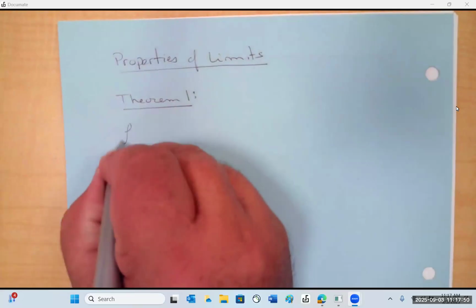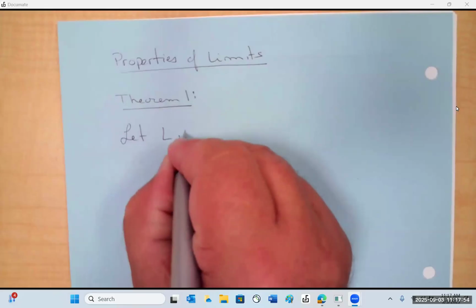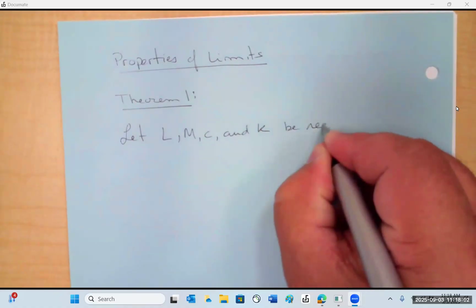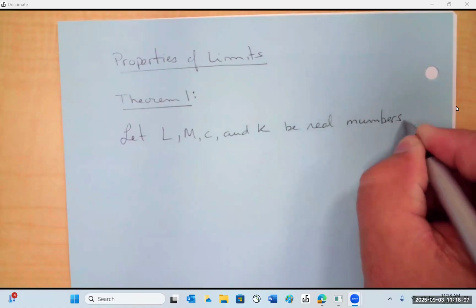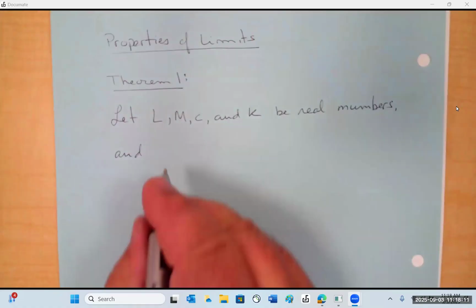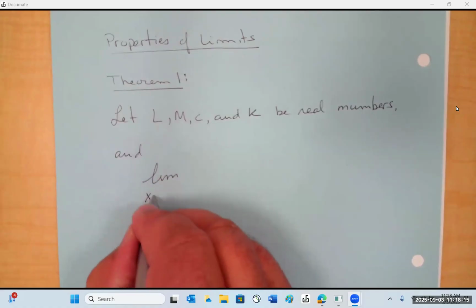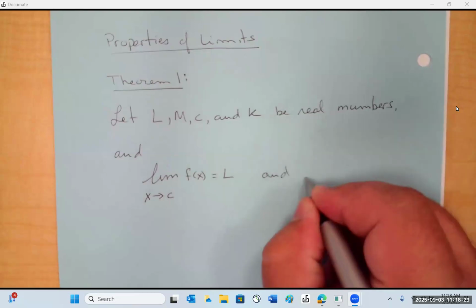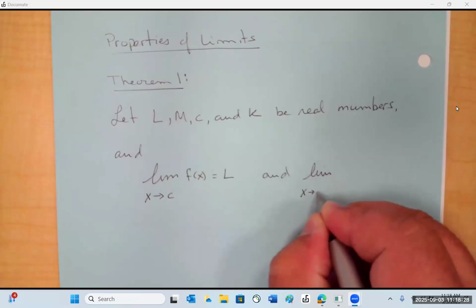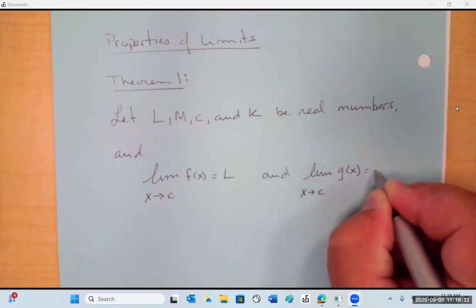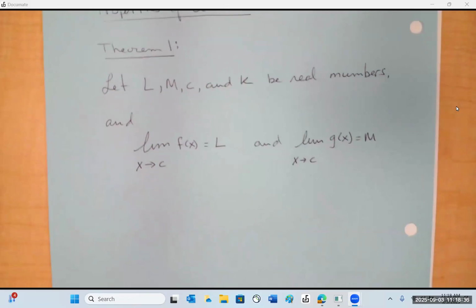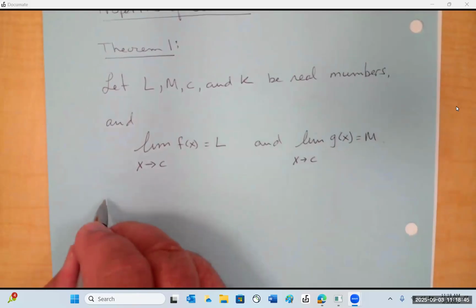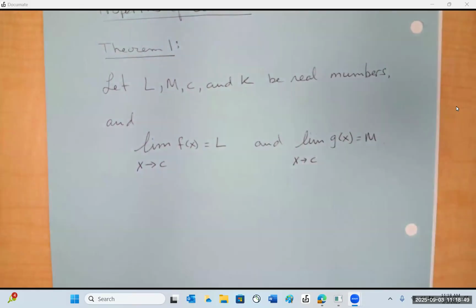Okay, theorem 1. Let L, M, c, and k be real numbers, and the limit as x approaches c of f of x is L, and the limit as x approaches c of g of x is M. What we're doing here, we're laying down the groundwork because now come the properties.